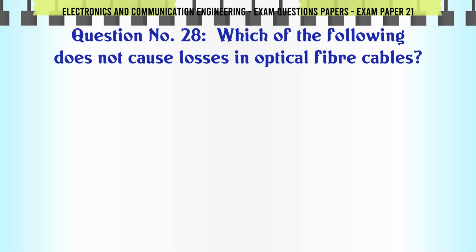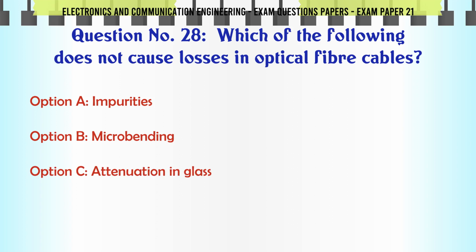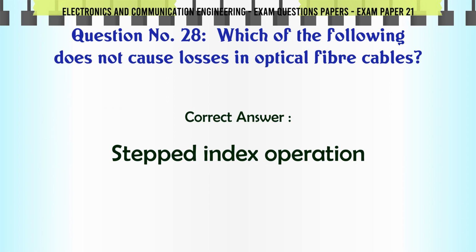Which of the following does not cause losses in optical fiber cables? A, impurities; B, microbending; C, attenuation in glass; D, stepped index operation. The correct answer is stepped index operation.